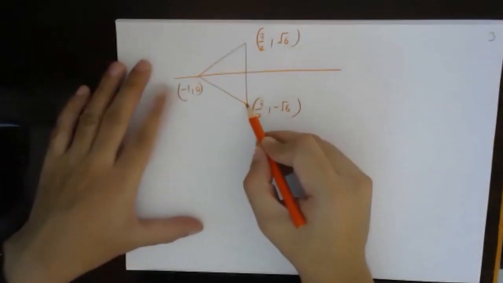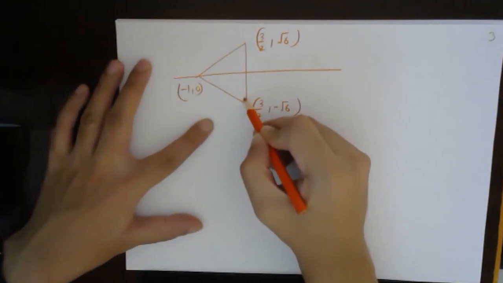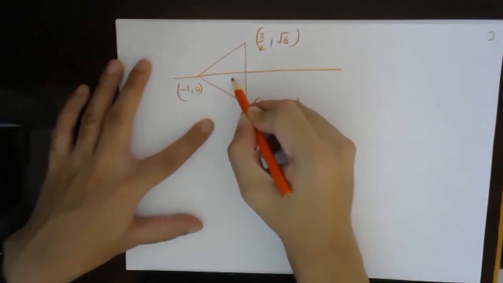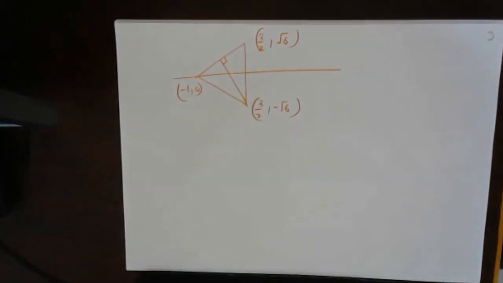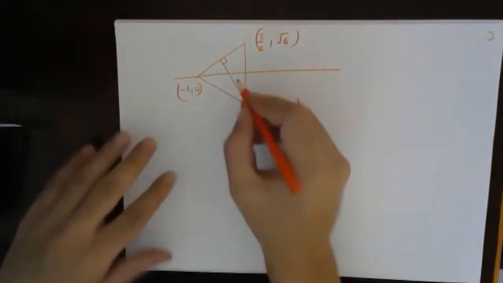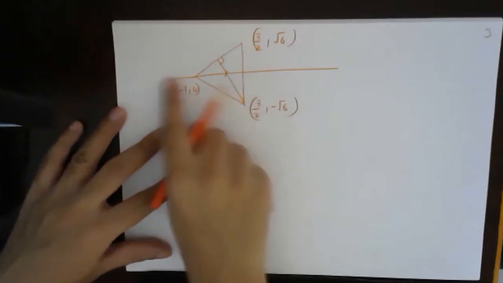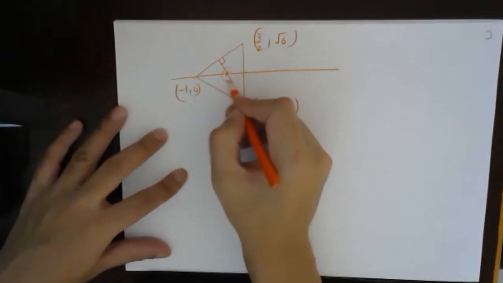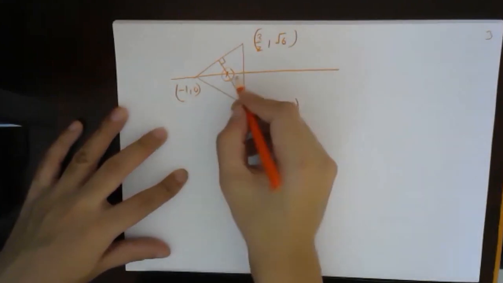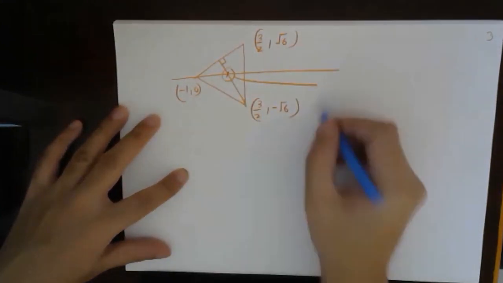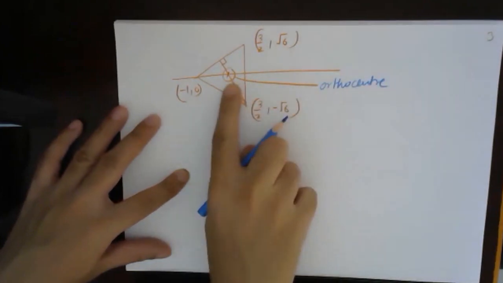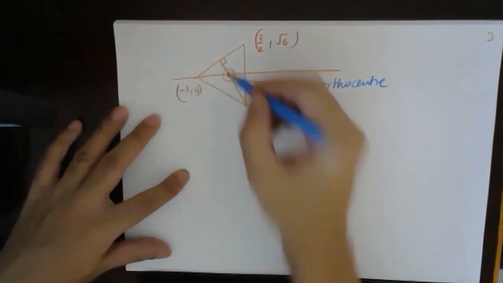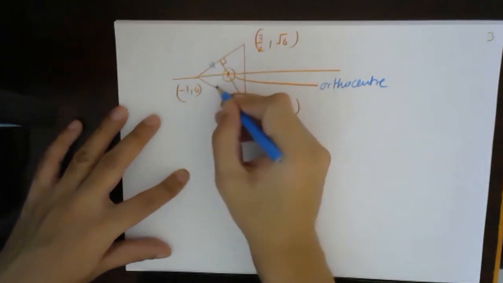So what we can do? We can draw an altitude from this, right? Wherever this altitude meets the x-axis, this will become my orthocenter. And why will this become my orthocenter? Because this is an isosceles triangle. This side is equal to this side.